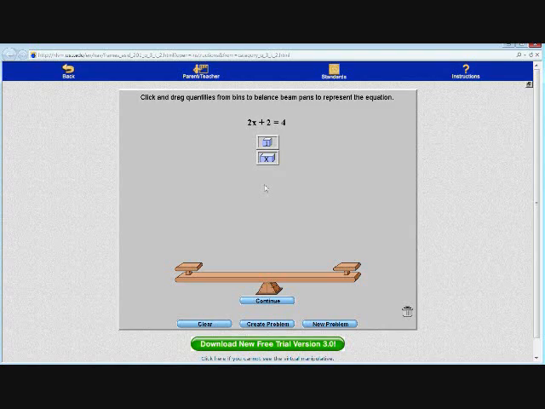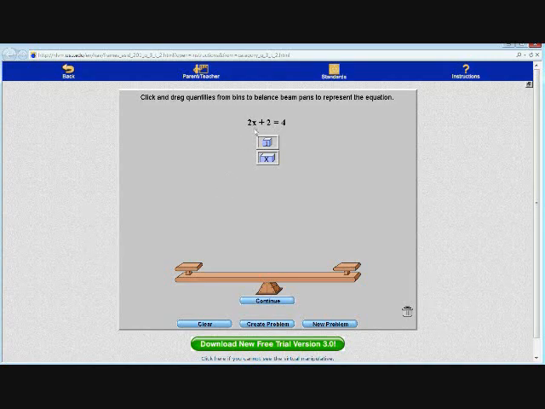At the very bottom, there is a balance beam, where you are going to drag the unit blocks to match the linear equation. The left side of the equation goes to the left side of the balance beam. The right side of the equation goes to the right side of the balance beam. In this case, you have 2x plus 2 equals 4. So on the left side, you have 2x plus 2.